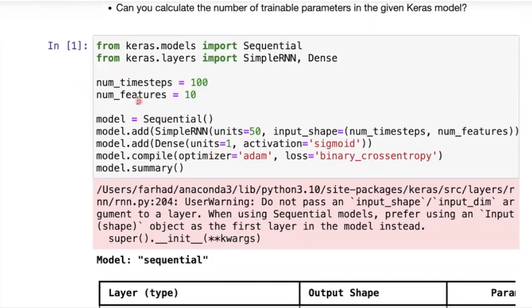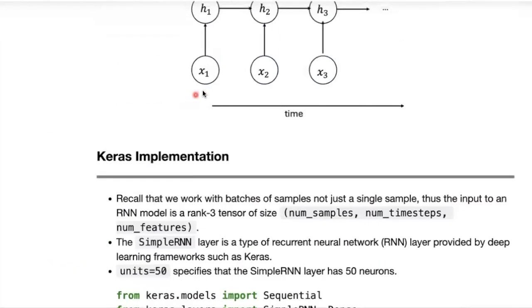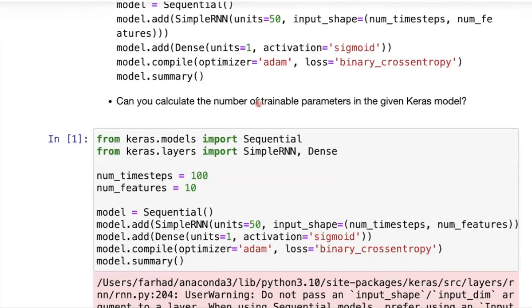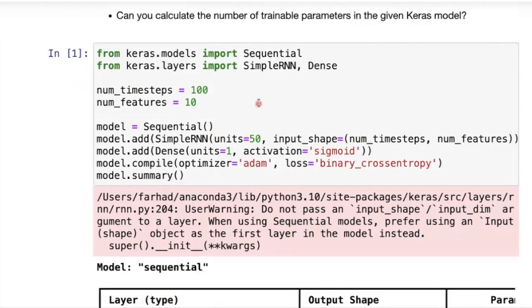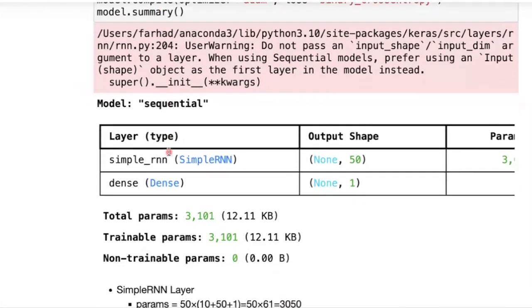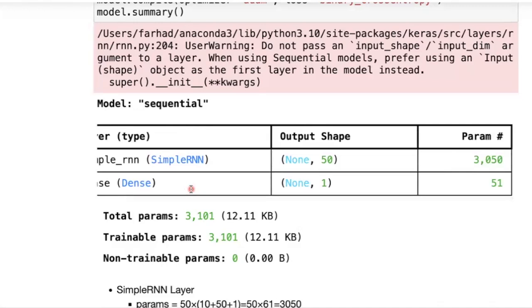Okay, so let's say that you have 100 time steps, as I mentioned before, and let's say the number of input features is 10, right? So this means that each x1, x2, x3 is actually a vector which has 10 elements, because the input at each time step is 10 dimensional. And let's simplify this, and say we have one of these SimpleRNN layers with 50 units and one dense layer with only one unit. So this is our output. And let's use model.summary to see how many trainable parameters we have here.